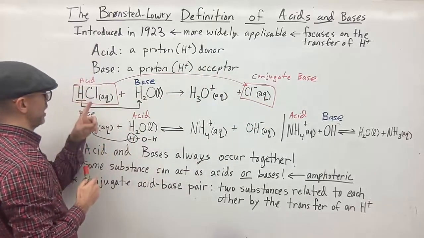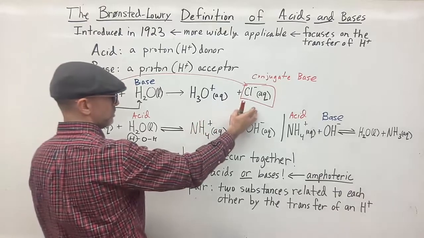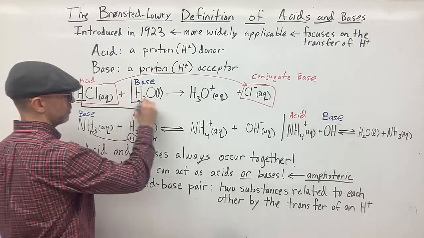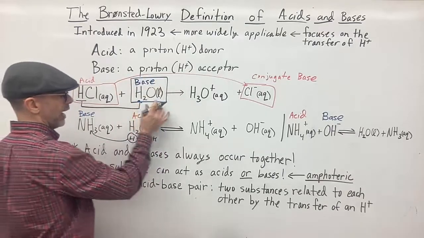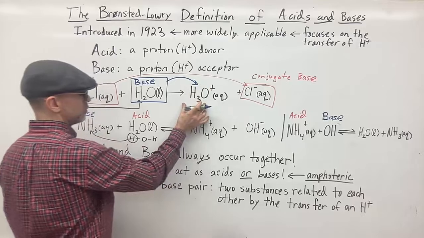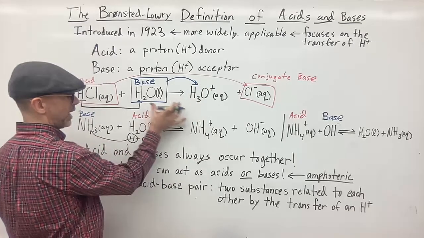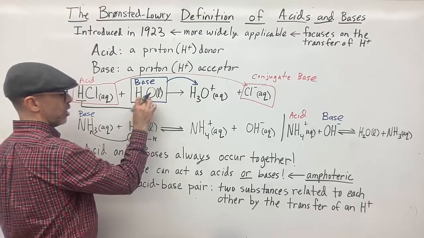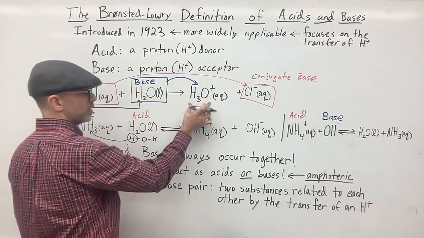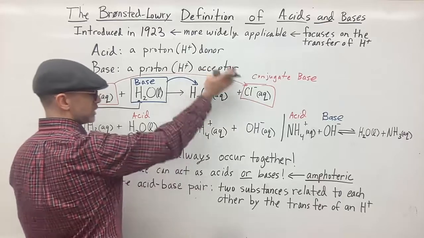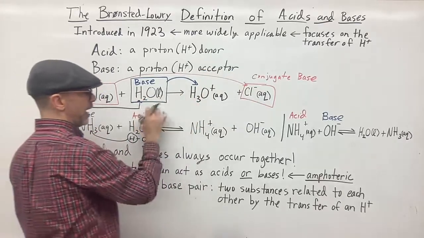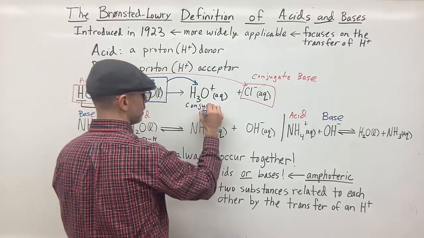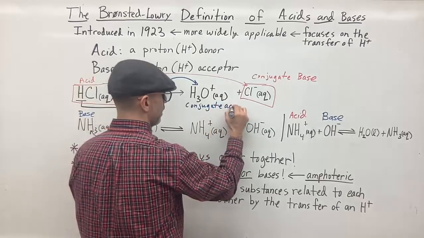So this would be the acid, and this would be the conjugate base. And then you can see these two here, water and H3O plus, are related to each other by the transfer of a hydrogen as well. Because if I add hydrogen to water, I get the hydronium. If hydronium loses the hydrogen and transfers it somewhere else, I get the water back. So this would be the base, and this would be the conjugate acid.